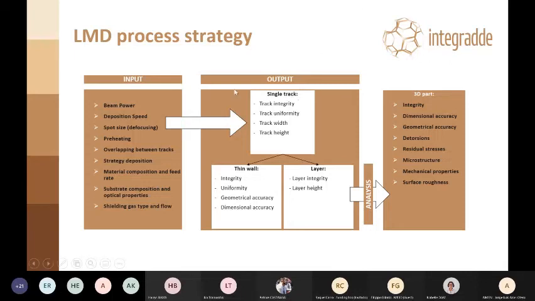So first, we produce single tracks to check the track integrity, uniformity, and also the dimensions, the width and the height. Based on that, we can go to the production of layers by studying the layer integrity, layer height, or if we are producing thin walls made by a single layer, you also check integrity, uniformity, and the geometrical and dimensional accuracy.